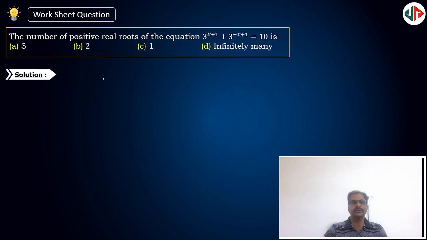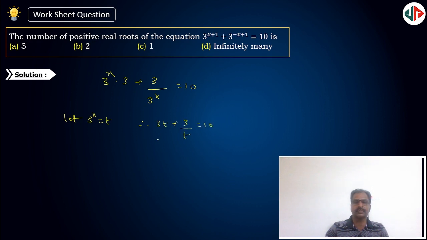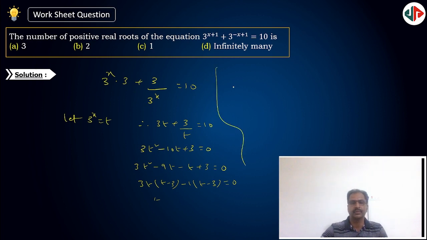The number of positive real roots of the equation. Write 3 power x plus 1 as 3 power x into 3, and 3 power 1 minus x as 3 by 3 power x, is equal to 10. Now let 3 power x be equal to some t. Therefore 3t plus 3 by t is equal to 10, or 3t square minus 10t plus 3 is equal to 0. Write factors: 3t into t minus 3, minus 1 into t minus 3. So from this, what are the values of t you get? t is equal to 3, t is equal to 1 by 3.